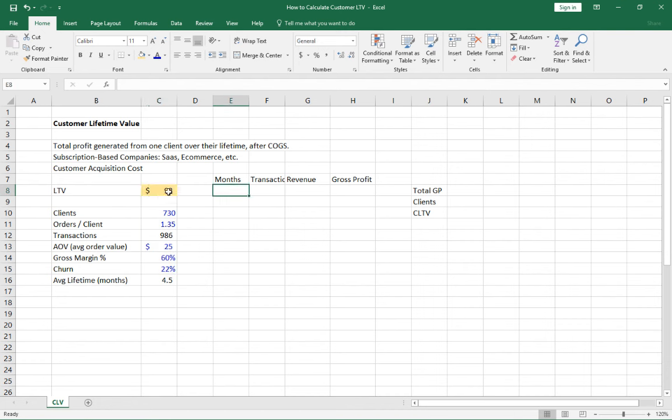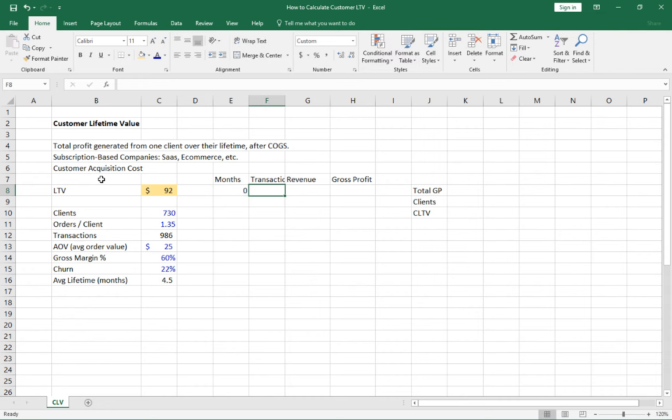value. So we can spend in our customer acquisition cost probably somewhere up to $92 and still be profitable as a company. If we spend more than that, then ultimately we're going to lose money on the client over their lifetime. So that's how you calculate it and that's what you use it for, but I'm going to show you visually just so you can understand what we just calculated.